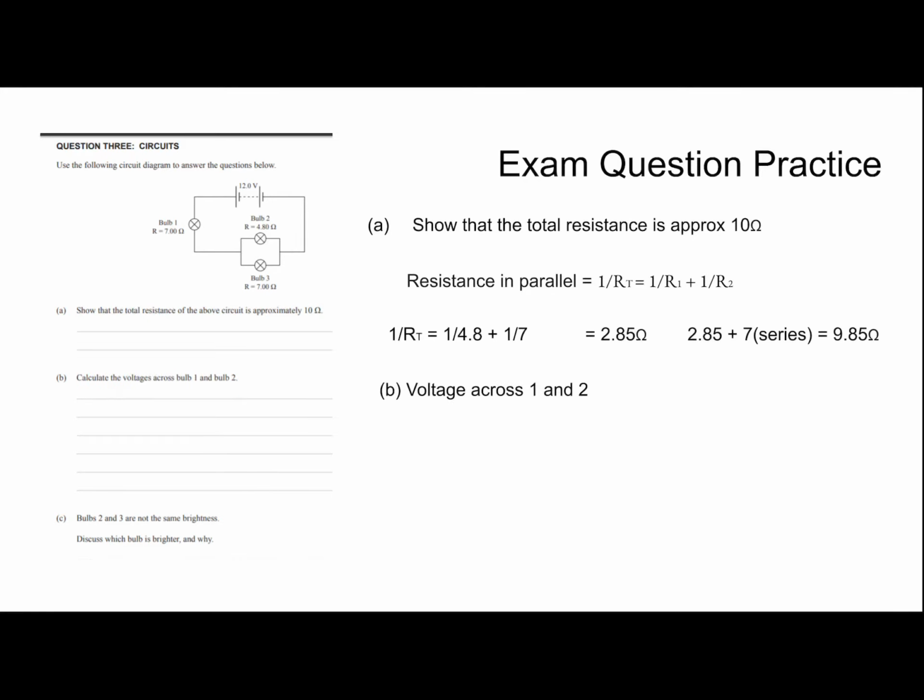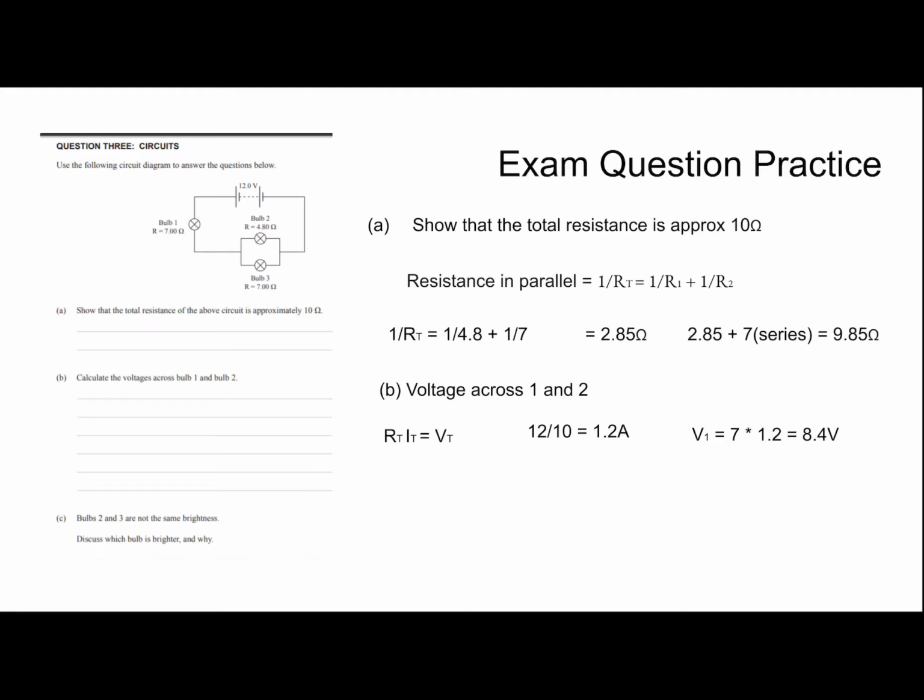For question B, we need to calculate the voltage across bulb 1 and 2. We can use RT times IT equals VT, and from this we can find the total amount of current flowing through. We found our resistance is 9.85, but I'm going to use 10, because part A says that the circuit is approximately 10 ohms. 12 divided by 10 is 1.2 amps. Therefore, the total current is 1.2 amps.